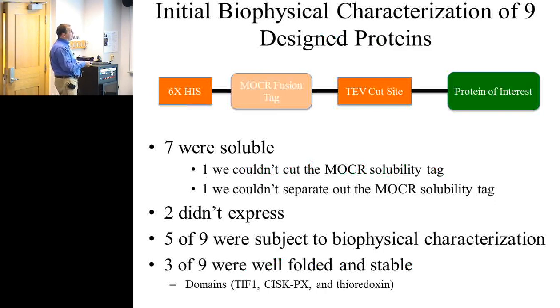So how we did this was we had our protein of interest, our design gene here, and then we fused this for expression in E. coli with a series of elements. One is an affinity purification tag, that's 6 histidine amino acids in a row. Another is a solubility domain, the monomeric Cro domain. And then last is a tobacco etch virus protease cut site.